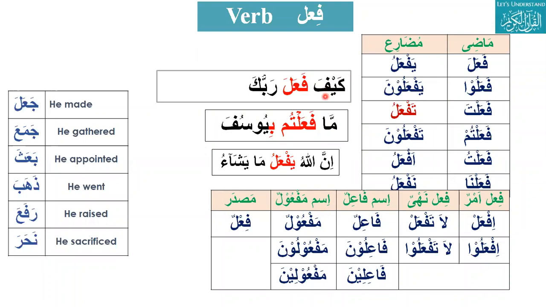Allama bil qalam. So similarly here, this ma means what. Okay, go ahead with the pointer. Ma, translation: what. Fa'altum, you all did. Bi Yusuf, with Yusuf. Again, just the translation of the pointing word only: what, you all did, with Yusuf. Okay, now combine the translation: what you all did with Yusuf.